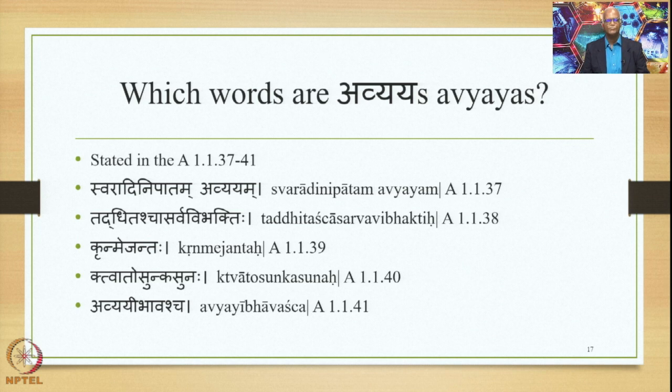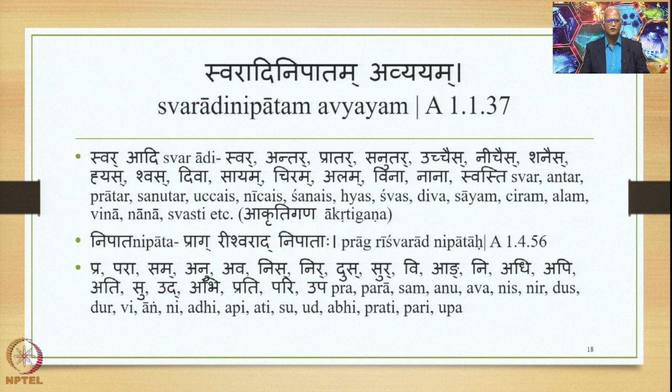The first one is Swaradi Nipatam Avyayam, 1.1.37. The second one is Taddhitascha Sarva Vibhaktihi, 1.1.38. Then we have Krinmejantaha, 1.1.39, followed by Ktvatosunkasunaha, 1.1.40, and followed by Avyayibhavascha, 1.1.41. These are the five sutras which state which words are avyayas in Sanskrit. Let us look at each sutra in some detail.